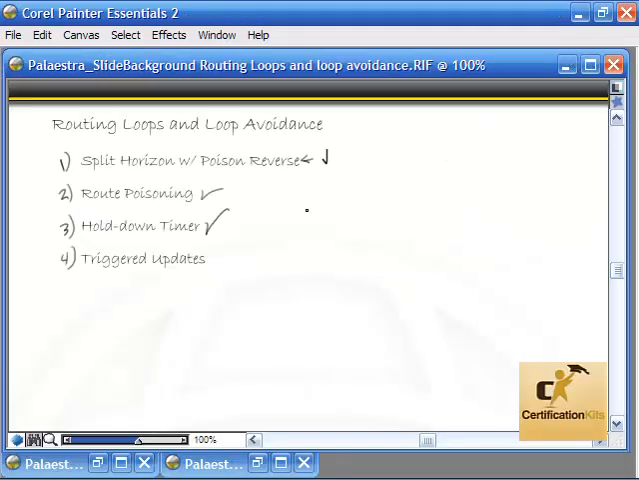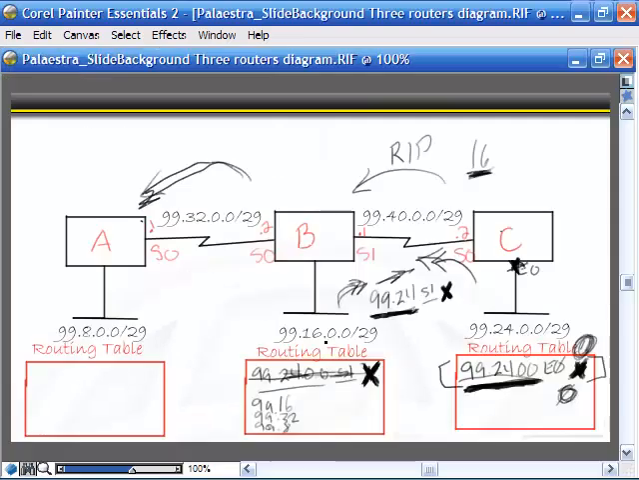The last one is triggered updates. To speed up convergence, remember RIP sends out its routing table every 30 seconds by default. So the route might go down just after he sent his update. So it's got to wait 30 seconds. Then B gets that, and he just sent his, so it's got to wait another 30 seconds before he sends out. So it could take a full minute for a router 2 routers away to get the information that network 99.24 is down. In the meantime, router A might still be trying to send a bunch of information over.